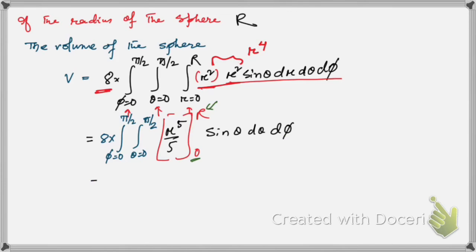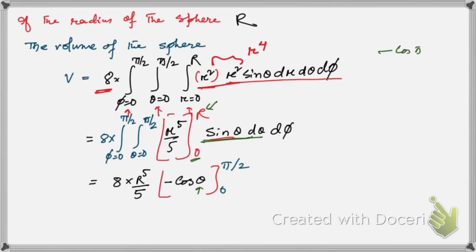Now next we are going to integrate sine theta d theta. Then you will get minus cos theta, from 0 to pi by 2. If you put pi by 2 here, you will get minus cos pi by 2, plus cos 0. Cos 0 is 1, and this is nothing but 0. So that's why we will get 1, right? And then d phi from 0 to pi by 2.